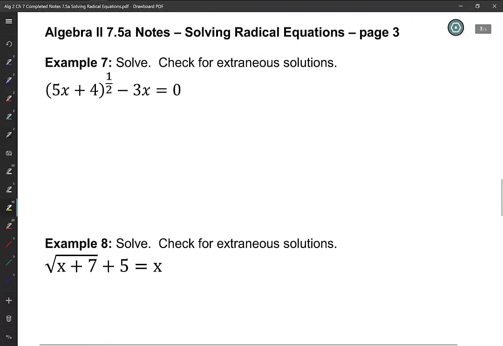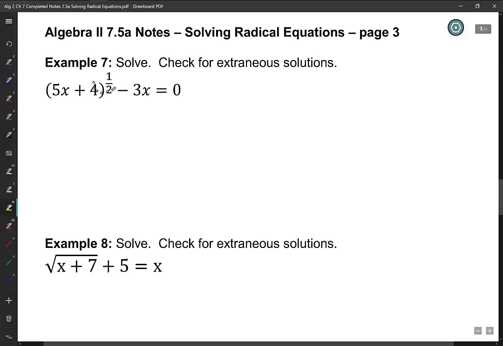Here we have our next problem. This is the first time we do not have a x value inside of a square root or inside of a fractional exponent, but we're going to follow the same procedures as before. Our first step merely is going to be to isolate the side of the equation with the fractional exponent. So to do that, we're going to bring the 3x over to the right side.